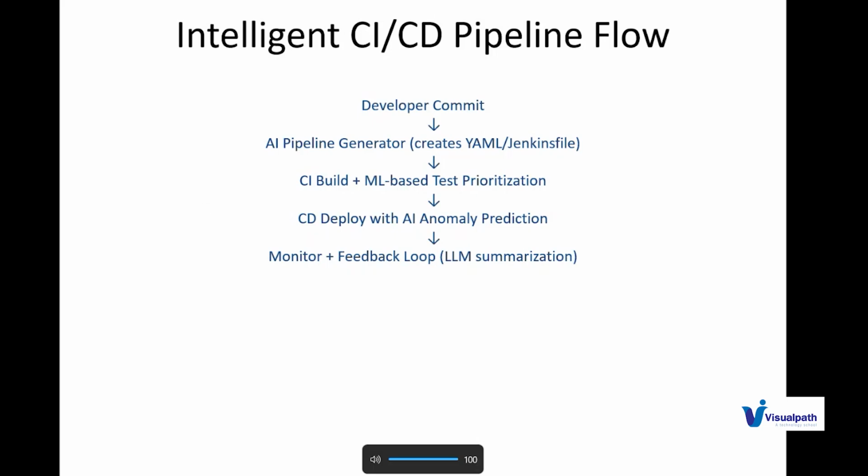So this is one thing that you can check, but how does it come into the CI/CD pipeline? Once the developer commits the code, AI can be integrated. But since we are especially focusing on AI in DevOps, we are going to look at the deploy part or the build part, wherever is feasible for you. Someone doesn't want it in the build phase, someone wants it only in the deploy phase. An AI pipeline generator can generate the YML or Jenkinsfile and build it. It can do ML-based test prioritization and CD deploy anomaly prediction.